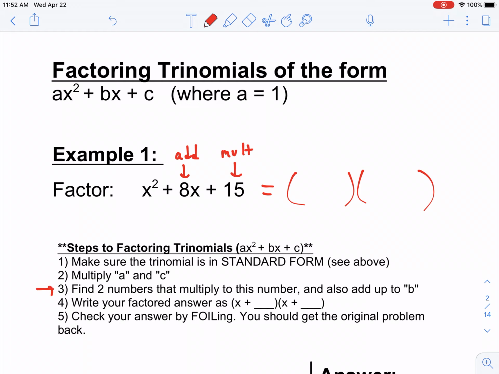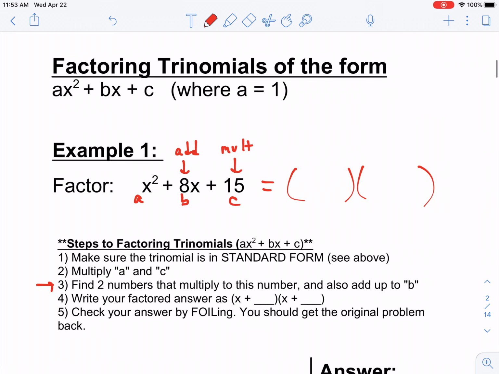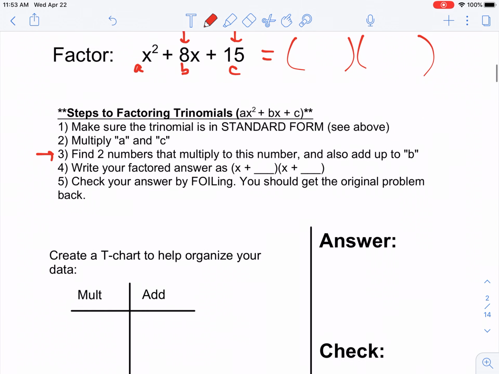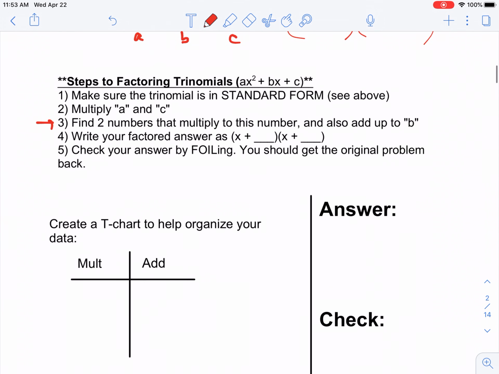Okay? So that's step 3 right here. Find two numbers that multiply to the end number and add up to the middle number. The middle number is b, right? Isn't this a, this b, and this c? So what I usually do is I make a little chart. Okay, so we need to multiply to the number 15 and add up to the number 8.